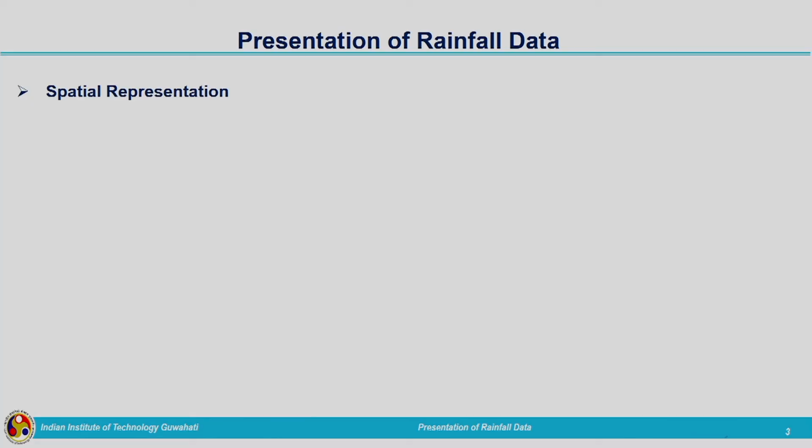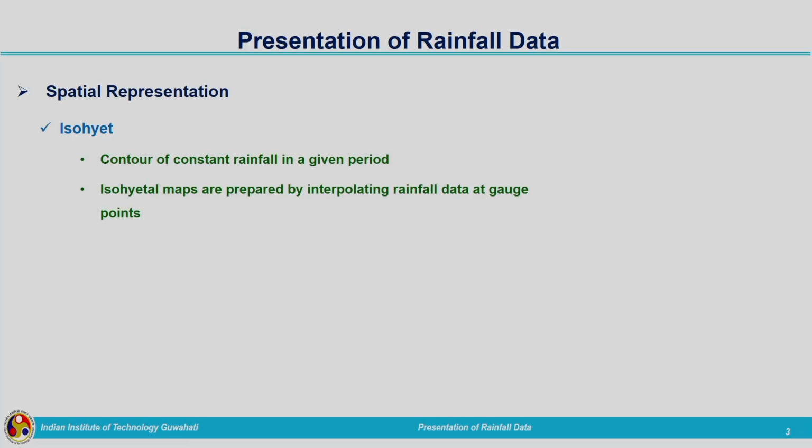Spatial representation can be done by means of isohyets. What is meant by an isohyet? These are contours which have an equal amount of rainfall. Points which have an equal amount of rainfall are connected by means of contour lines. Those contours are termed isohyets. Isohyets are the contours of constant rainfall in a given period.